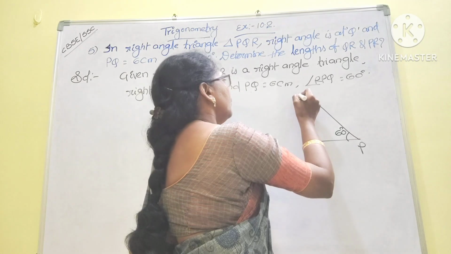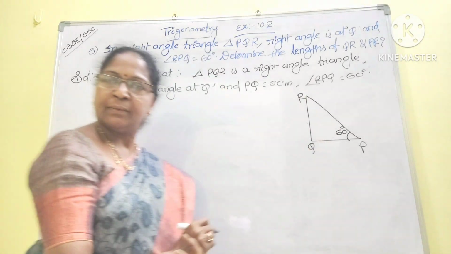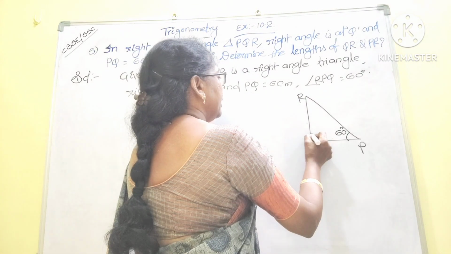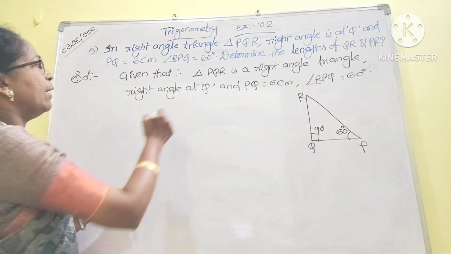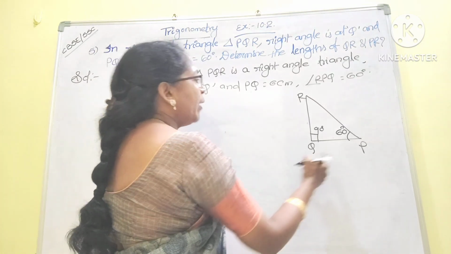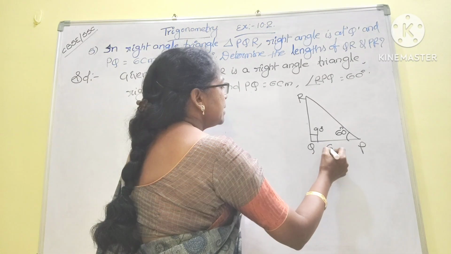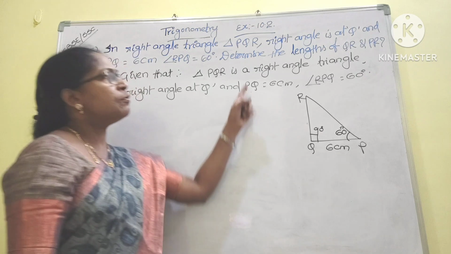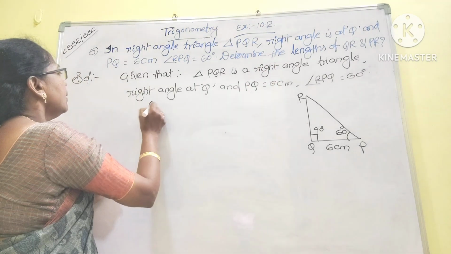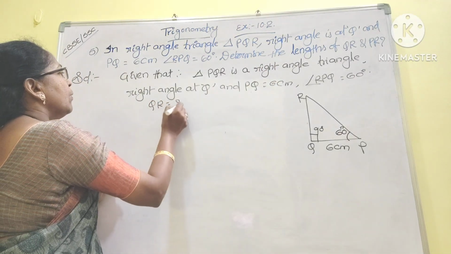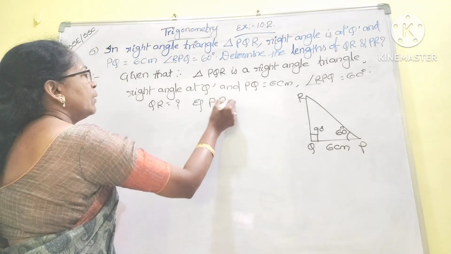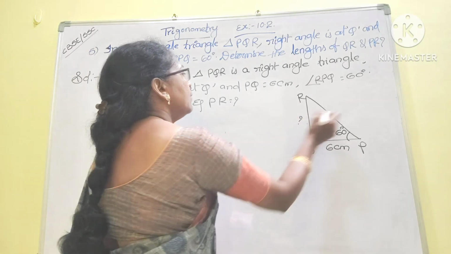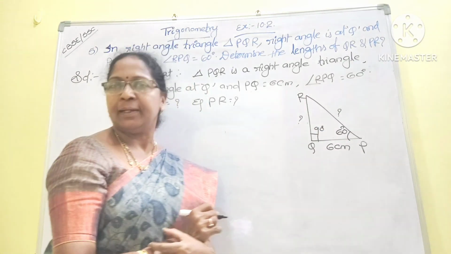P, Q, and this is a right angle. So no need to represent. This one is 90 degrees. Now here, what are the lengths? PQ, where PQ equal to 6 centimeters. What you have to find out here? QR equal to how much, and again PR is equal to how much. These two values, these two lengths you have to find out.